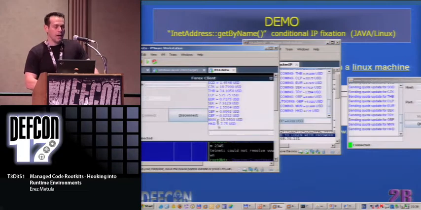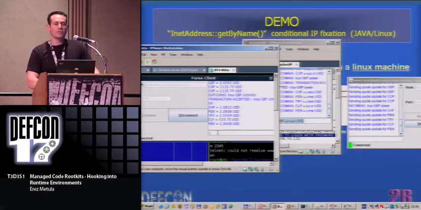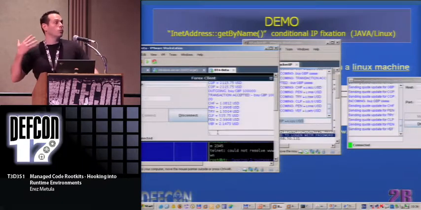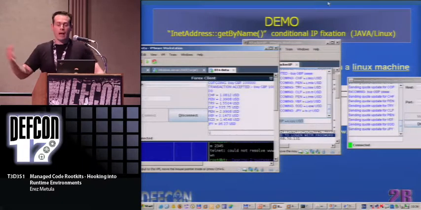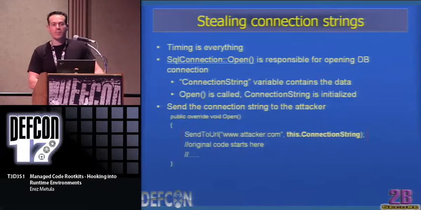And I wanted to inject code that does something like this. Well, take this.ConnectionString and send it to the attacker. But the thing is that I cannot inject it into the constructor of the object. I need to inject it into a place where I know that, when it is called, the connection string will already be initialized. The right place to do that is in Open. When the application calls Open, the connection string is initialized.